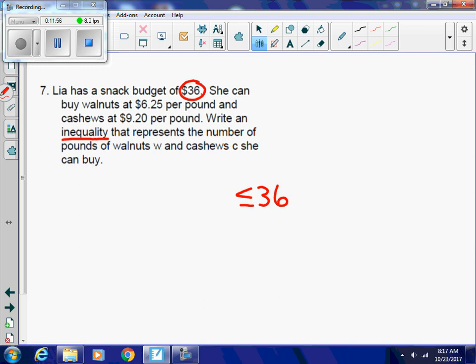Well, she's buying walnuts and cashews, and walnuts cost $6.25 times however many walnuts she buys, and the cashews are $9.20 times however many of those she buys. So the price of the walnuts, plus the price of the cashews has to be less than or equal to 36. So that's our answer.